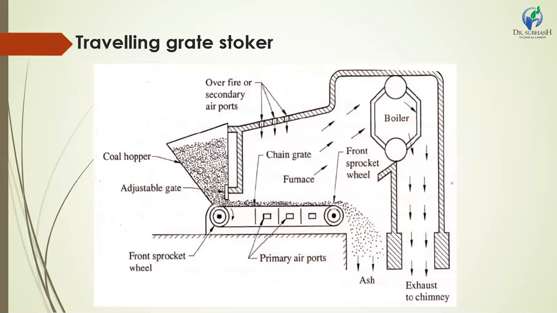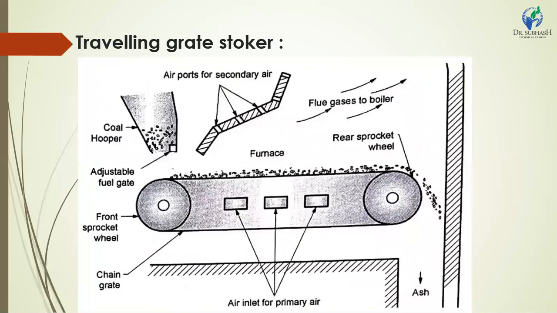The speed of the grate varies with the rate at which coal is fed into the furnace. The adjustment of the sprocket wheel speed, fuel bed thickness and airflow controls the combustion rate also. So that only ash remains on the grate when it reaches the rear sprocket wheel. Ash falls from the grate at the rear end.